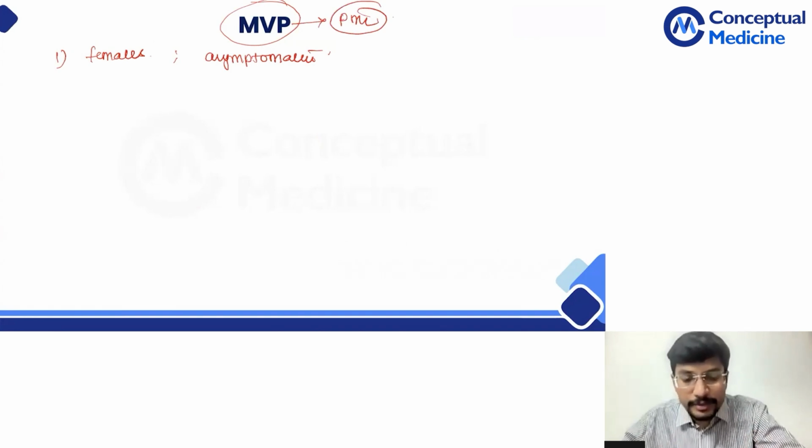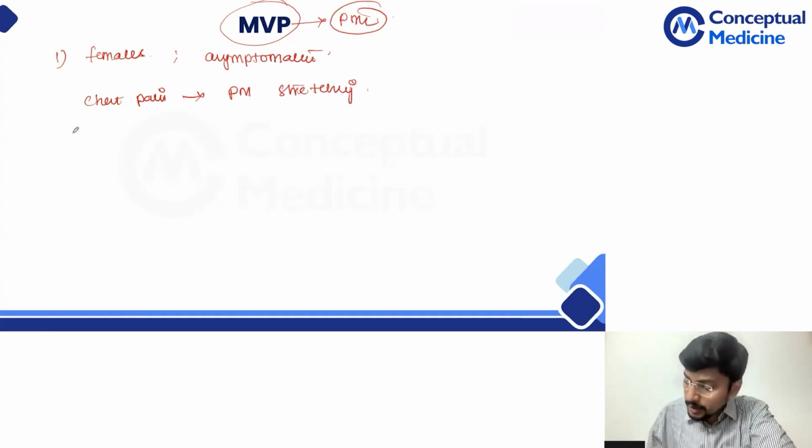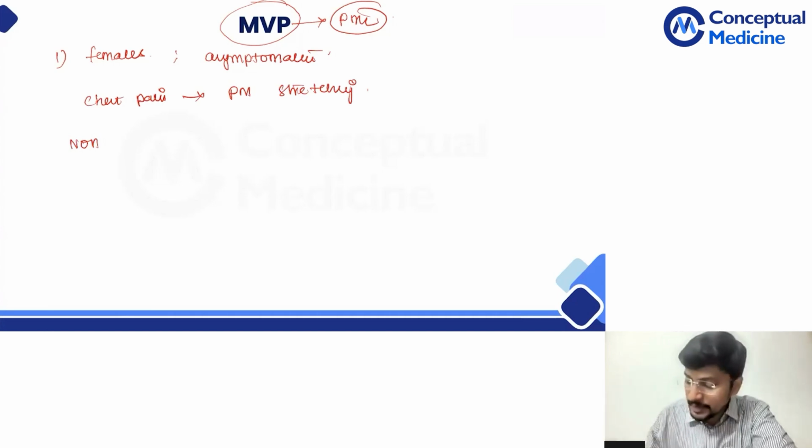So this myxomatous degeneration causes the leaflet to prolapse into the LA, causing mitral regurgitation. If at all they are symptomatic, they may have some chest pain. This is because of papillary muscle stretching. They can have some palpitations. That is because of volume overload or because of arrhythmias.